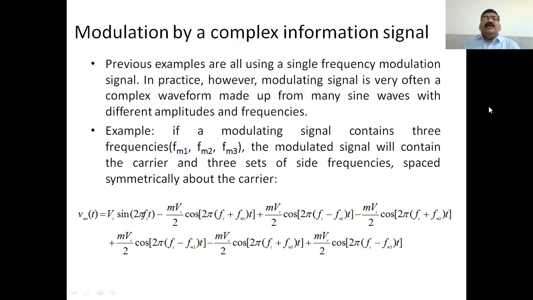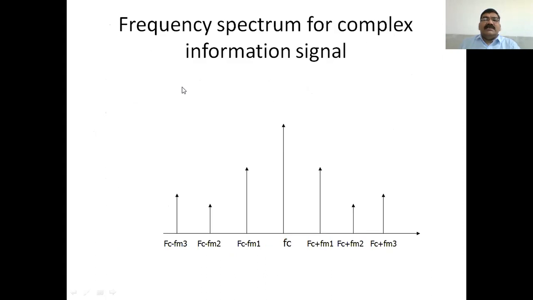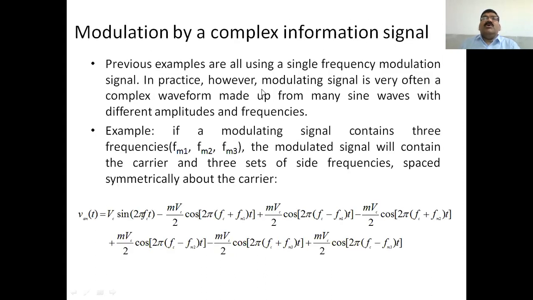In the previous examples we were all using a single frequency modulating signal. However, in practice the modulating signal is very often a complex wave made up of many sine waves with different amplitude and frequency. So here the example is taken: a modulating signal consisting of three frequencies, FM1, FM2, and FM3.